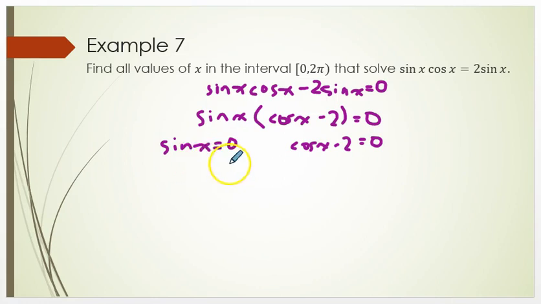That way I have smaller, easier equations to solve. Sine of x equals 0, that one's done. There's nothing else to move away from the sine of x. It's already by itself on one side of the equation. But for this second equation, I could add 2 to both sides, which would give me cosine of x equals 2.